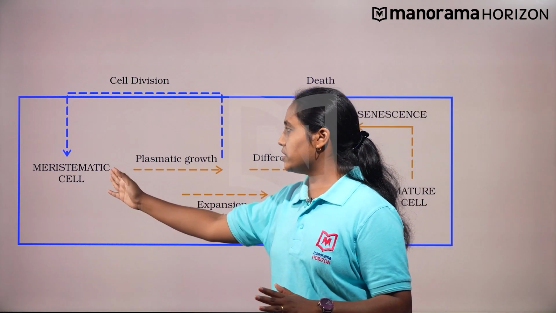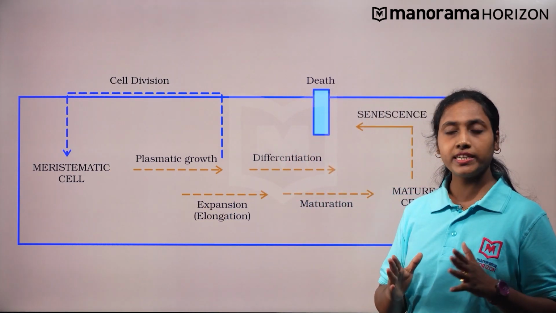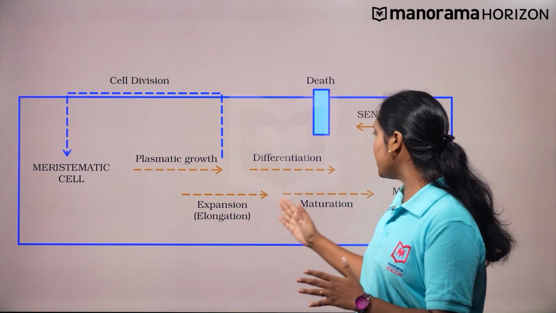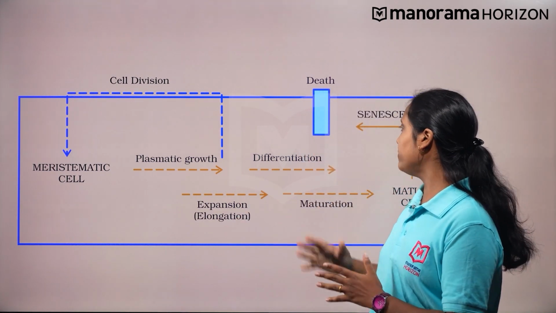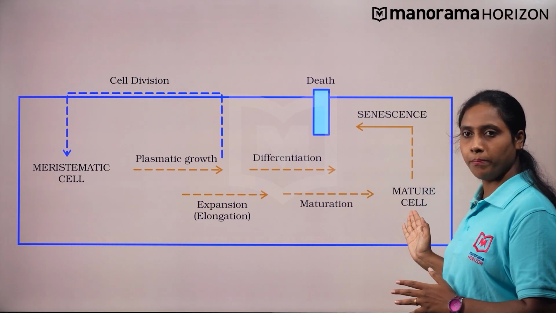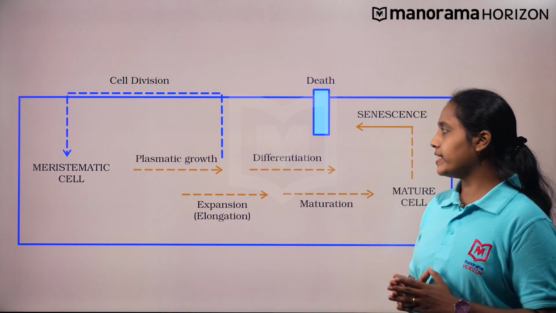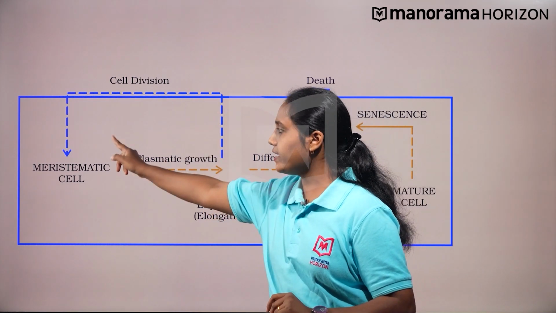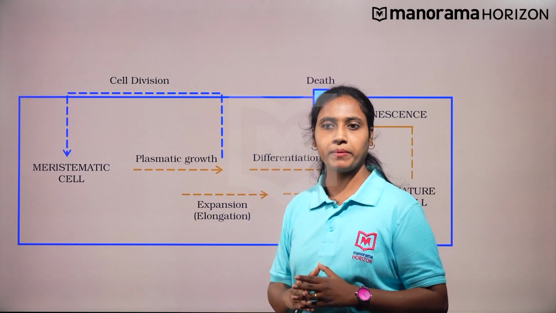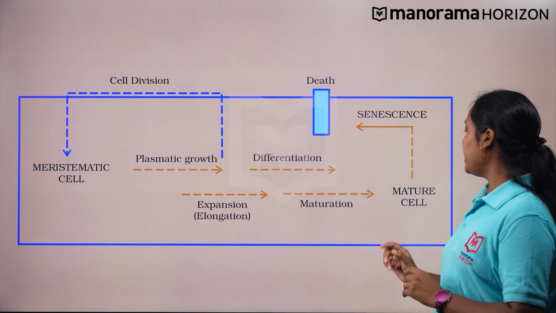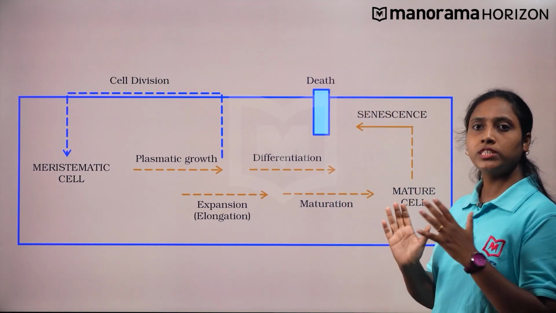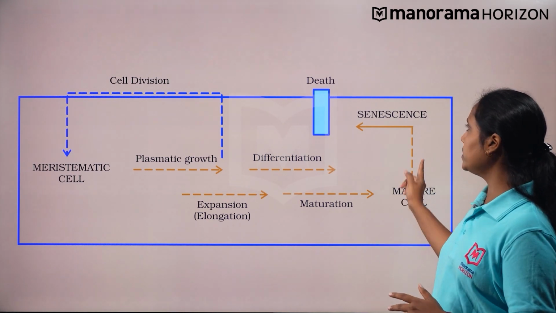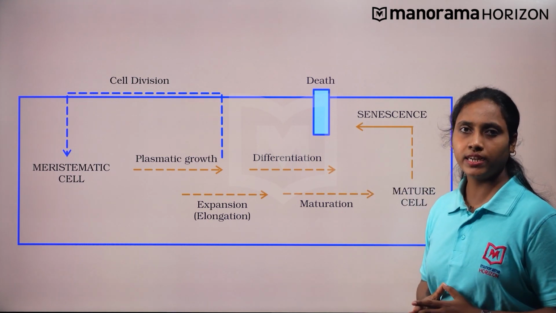In this illustration, you can see that when a meristematic cell undergoes plasmatic growth, expansion, maturation and differentiation, it will form a mature cell. Whereas if it undergoes only plasmatic growth, it will divide again to form a meristematic cell. Similarly, a mature cell loses the capacity of division. It matures and ultimately it dies.